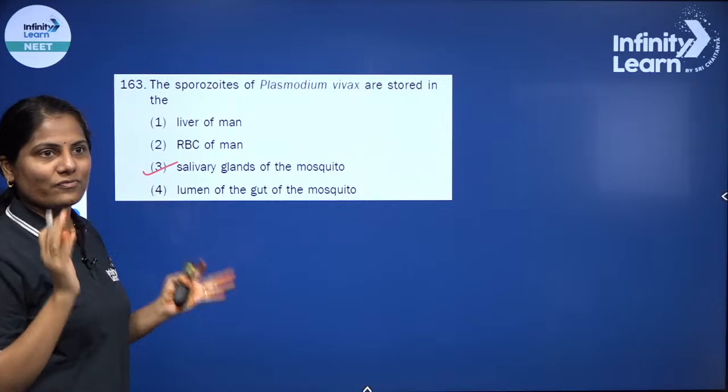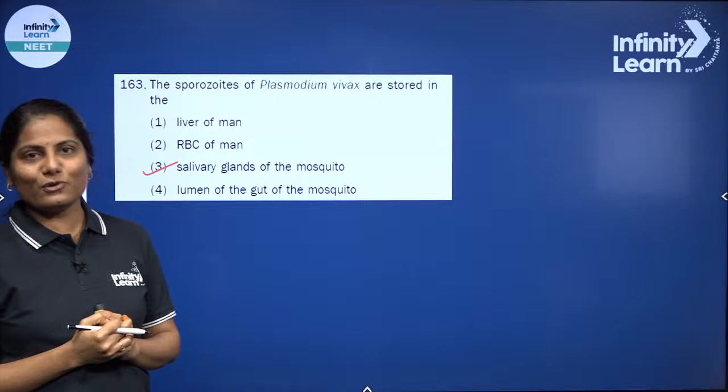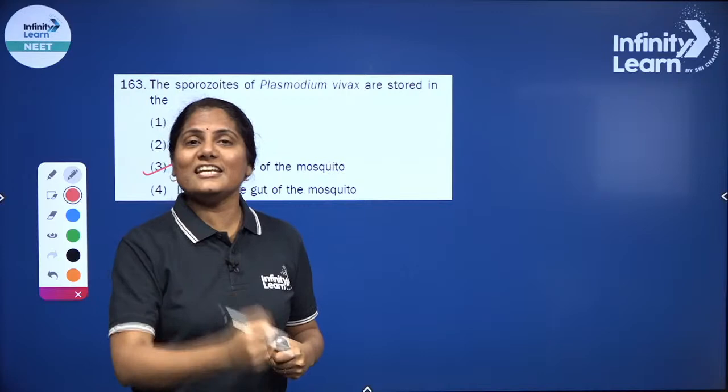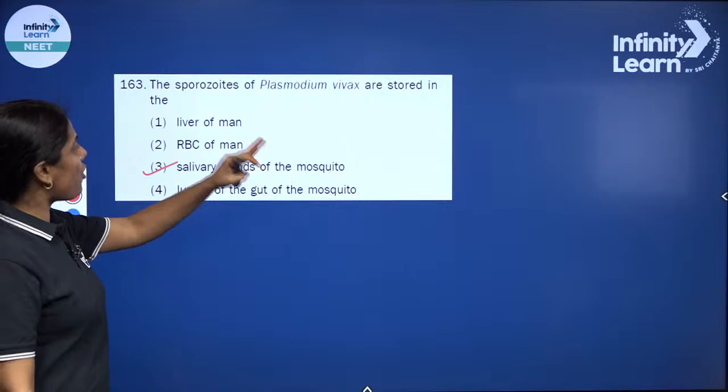Again, a lot of you have come up with three. There's Lakshmi Chitra, there's Himanshu. All of you are getting it right. Excellent. Great going. Keep the rhythm going for your NEET examination and you are going to crack it. Right? So, salivary glands of the mosquito.